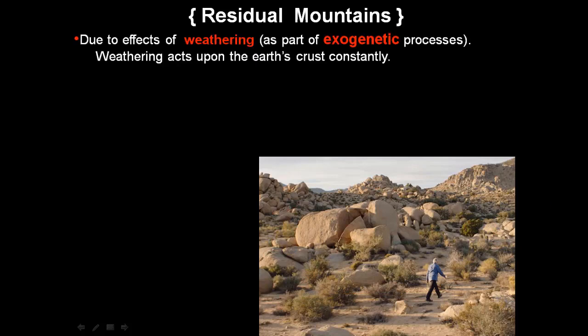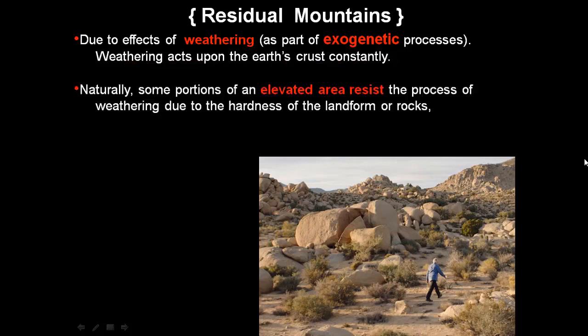Due to the effects of weathering as a part of exogenetic forces, as you know, these forces act on the earth's crust, mainly the external processes, where dynamic and static agents work on different features of the landform to bring them down, mainly temperature and dynamic agents like wind, water and ice. Weathering acts upon the earth's crust constantly and tries to erode it. Naturally, some portion of an elevated area resists the process of weathering.